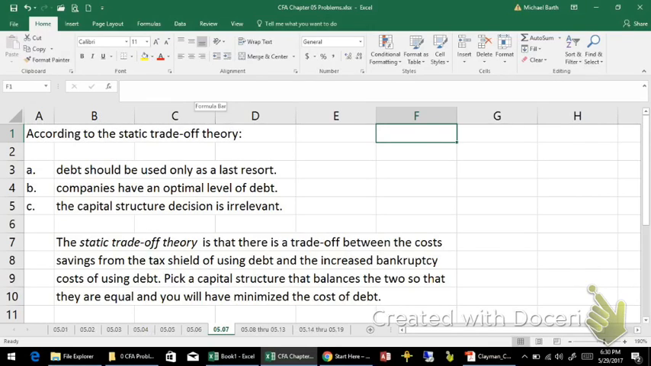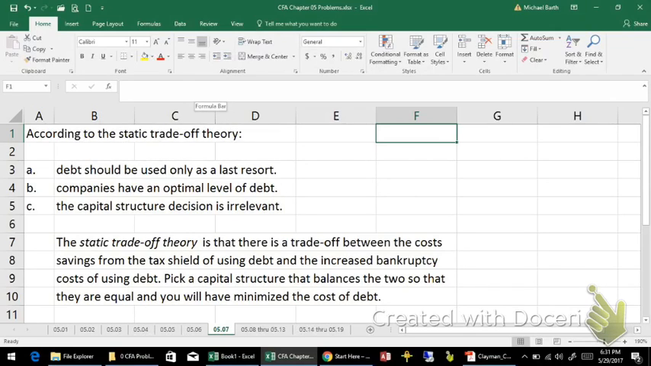The basics of the static trade-off theory is that there is a trade-off between the cost savings from the tax shield of using debt. Because debt has a tax shield, that makes it cheaper. So adding debt is cheaper than adding equity, but as you add debt, it increases the bankruptcy risk of the firm, which increases not only the rate of interest you have to pay on the debt, but also the cost of the equity that the shareholders expect to earn, because the greater the risk of bankruptcy, the higher the required rate of return they will have on their equity.